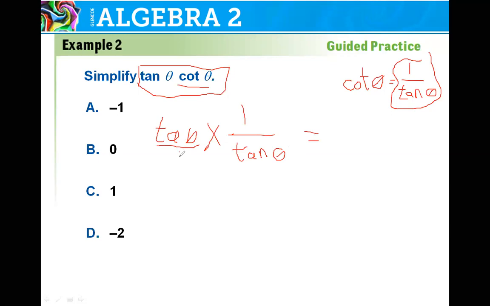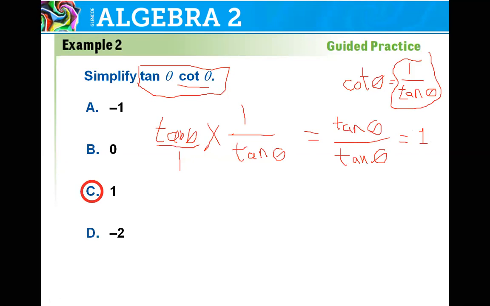Khalid, this is over 1. Multiply with me. Tan theta times 1 equals tan theta; any number times 1 is itself. So up we have tan theta. And down, 1 times tan theta is tan theta. Any number over itself is equal to 1. So the result will be 1, which is letter C. So the answer is letter C.